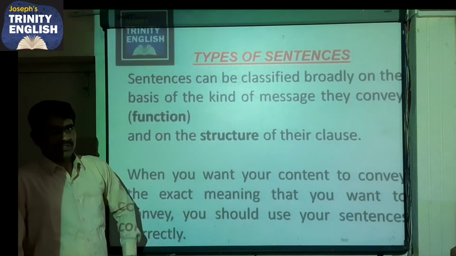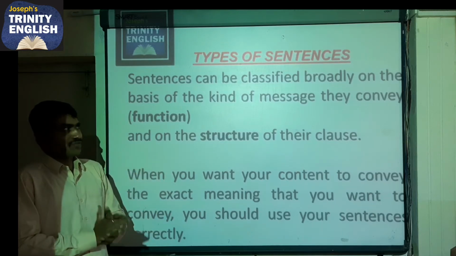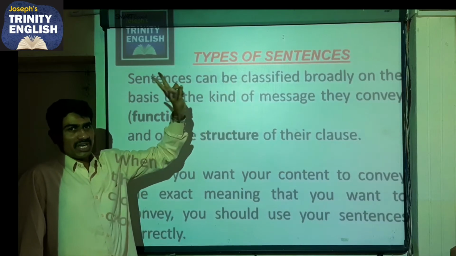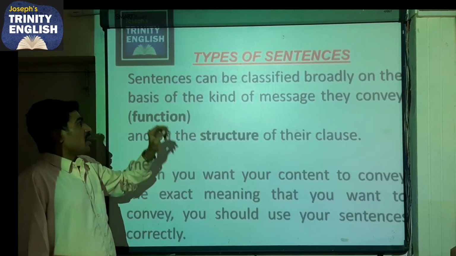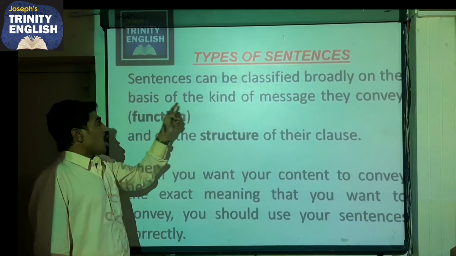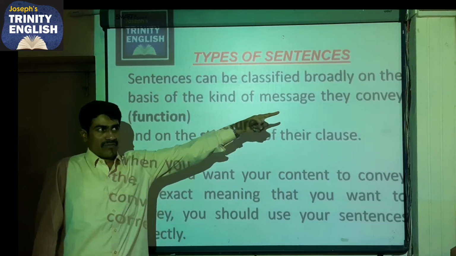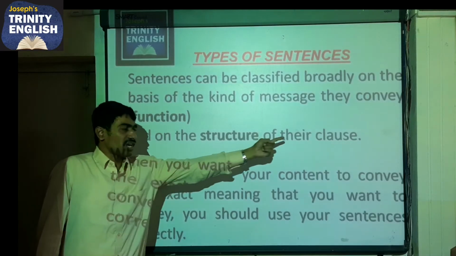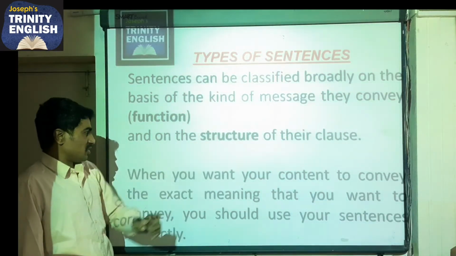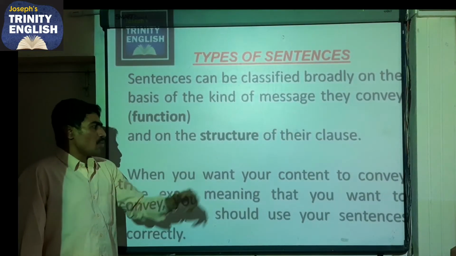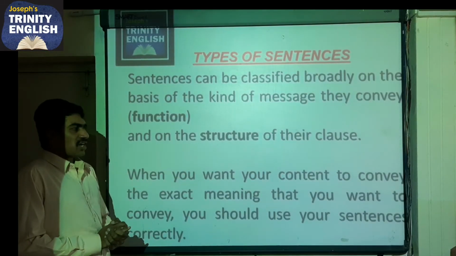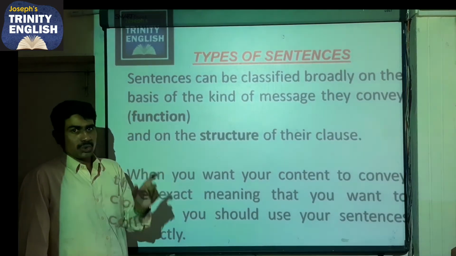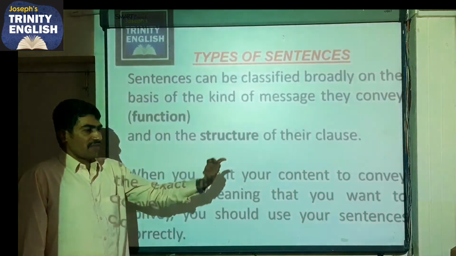If you look at sentences, there are different types of sentences. Basically, we can classify sentences into two categories. The first is on the basis of the kind of message they convey, which we call function, and then on the basis of their structure, which are called structural sentences. When you want to convey the exact meaning, you should use your sentences correctly. When you use your sentence in a proper way, then we convey the correct meaning.